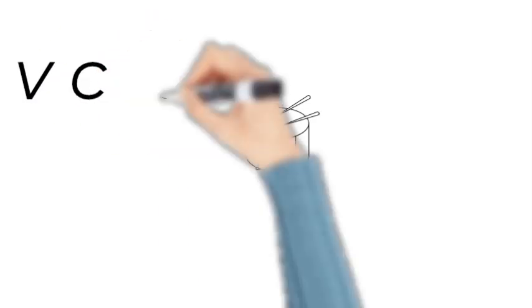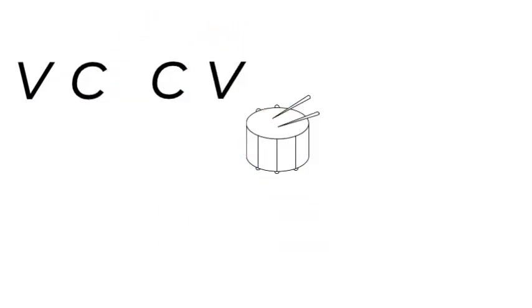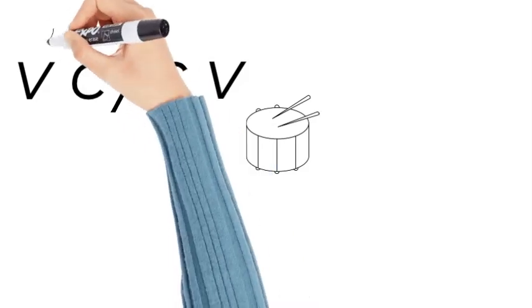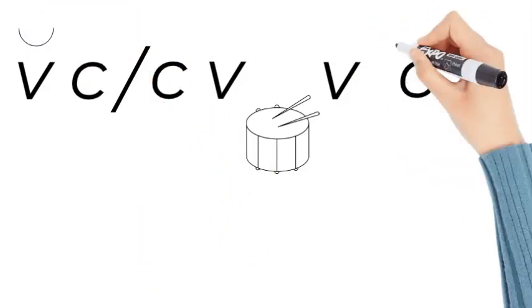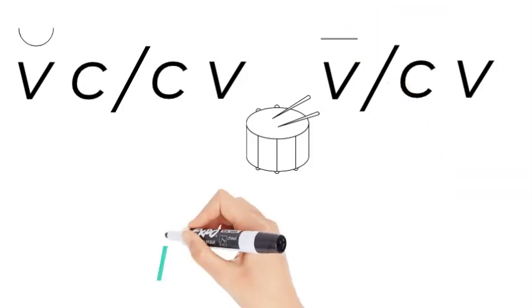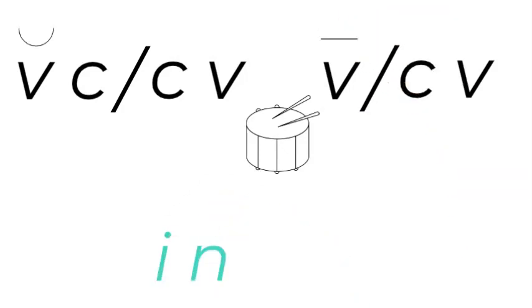Now, to help us even more, we can identify syllables. So let's see, vowel, consonant, consonant, vowel, that we break it up between the consonants. Or we can look for this pattern, vowel, consonant, vowel. Now, these are just guides. It doesn't always work, but let's have a look.